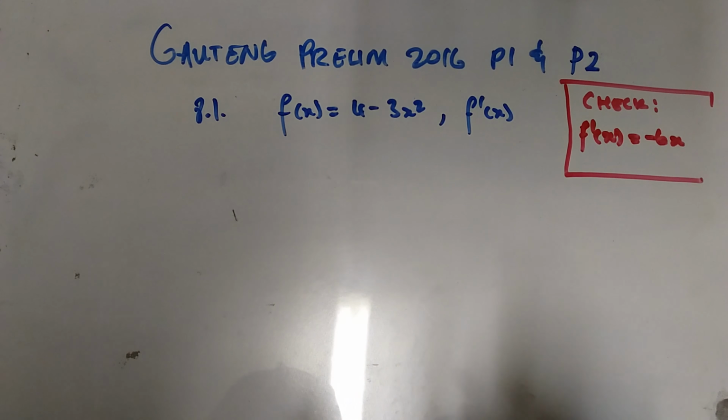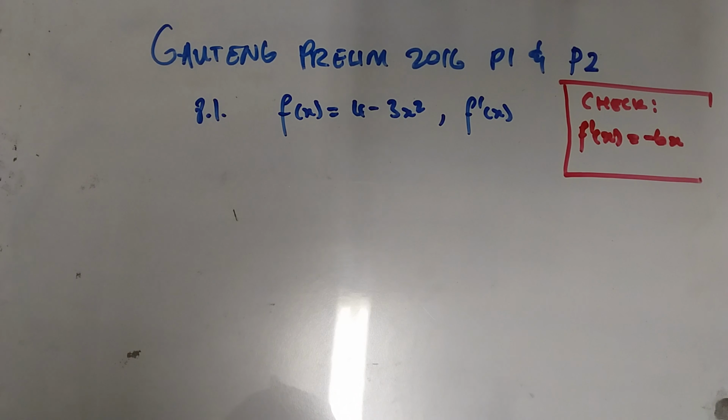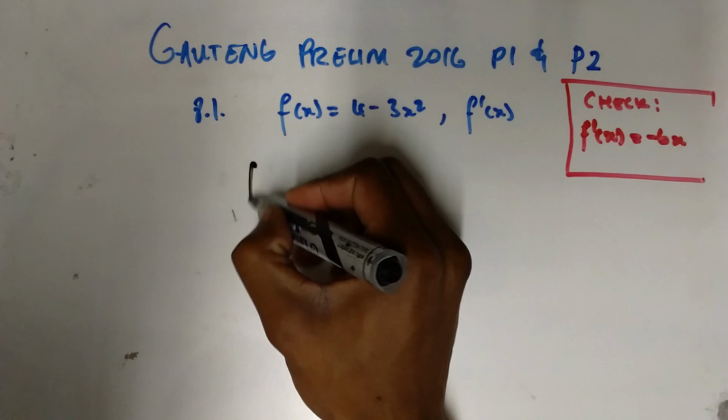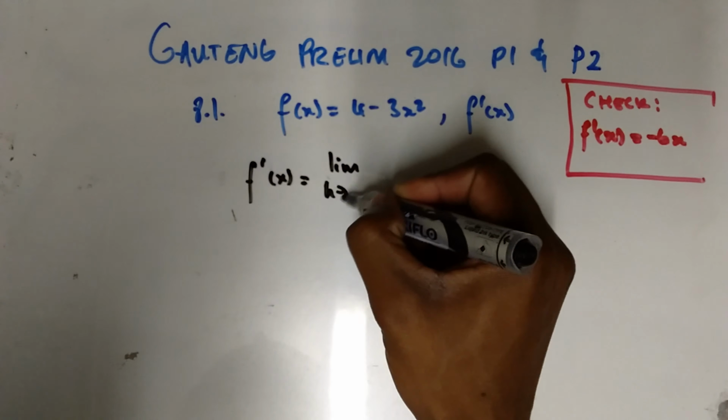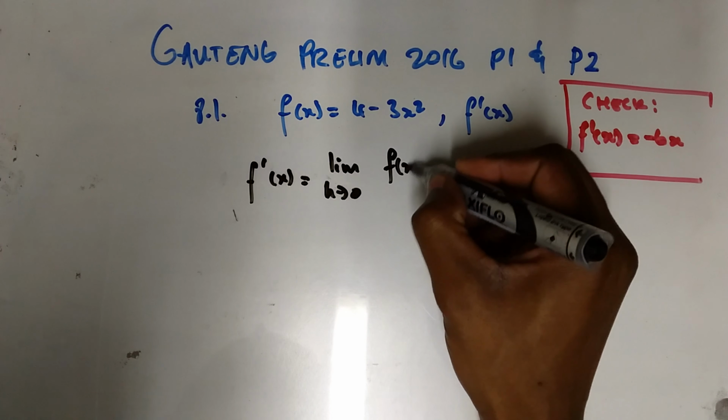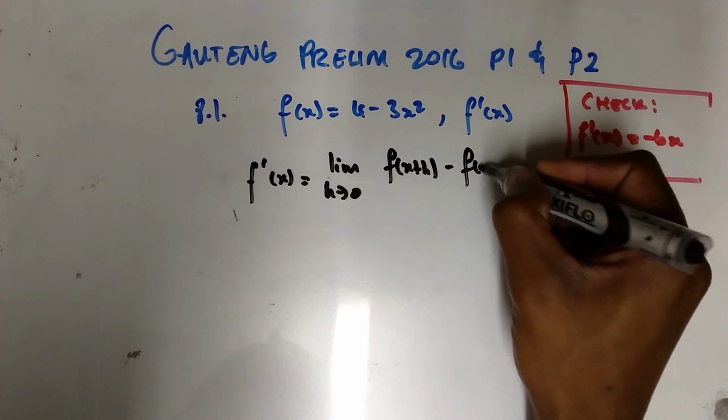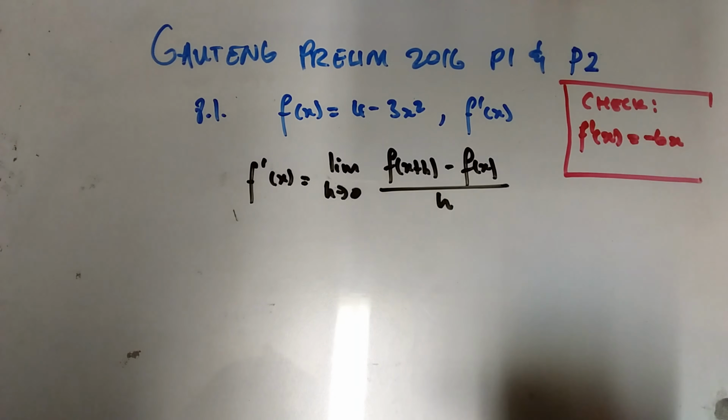Okay, now what's going to happen is we're going to use first principles, and the first principle says that f prime at x is equal to the limit as h tends to 0 of f at x plus h minus f at x, and everything divided by h.